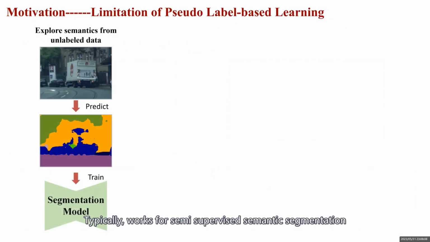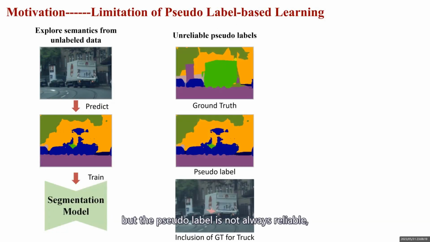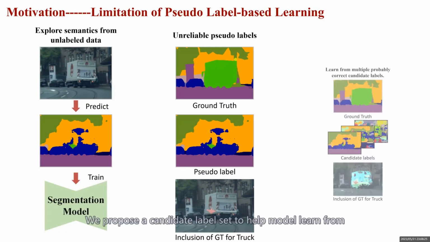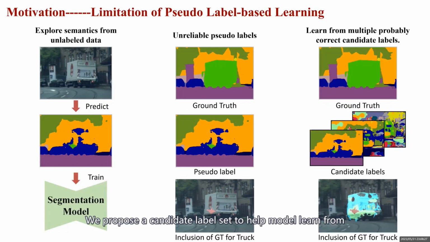Typically, works for semi-supervised semantic segmentation explore semantics from unlabeled data by assigning pseudo-labels for unlabeled data, and then they will be used in a labeled style, but the pseudo-label is not always reliable, which may hurt the model's training process. So in this work, we propose a candidate label set to help the model learn from multiple probably correct candidate labels.